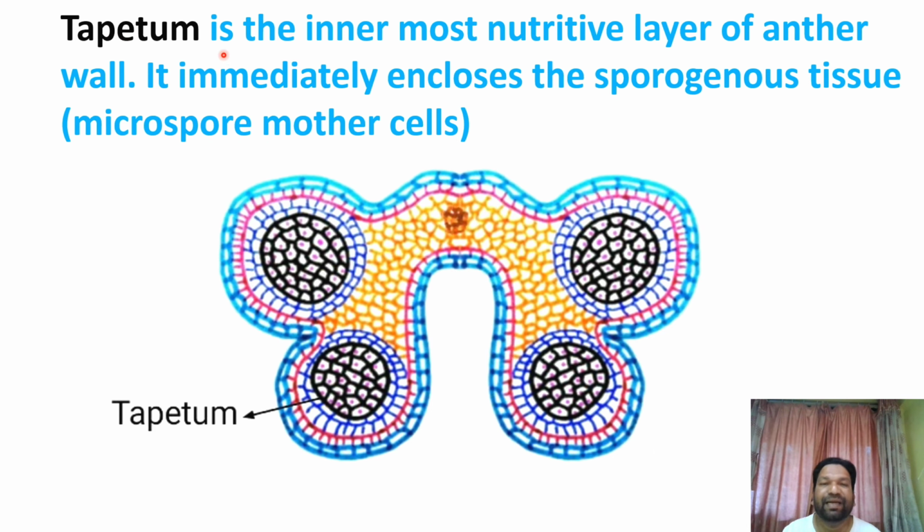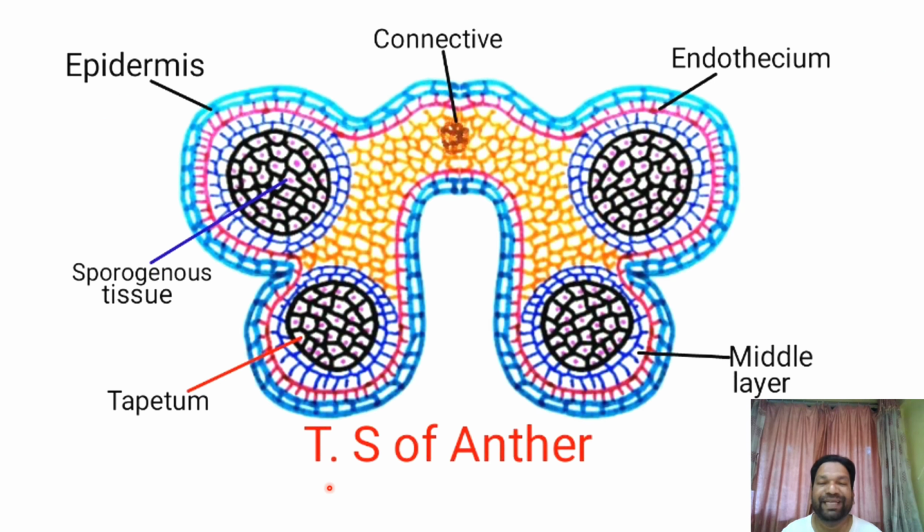Tapetum, the innermost nutritive layer of the anther wall. It immediately encloses the sporogenous tissue, that is the microspore mother cells. So this is the pollen sac, and the innermost layer of the pollen sac wall is called the tapetum. So this diagram is of the T.S. of anther.